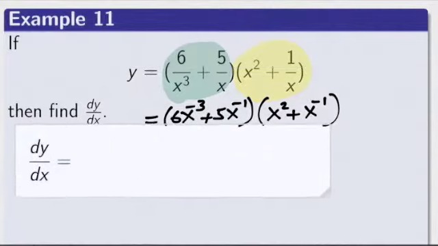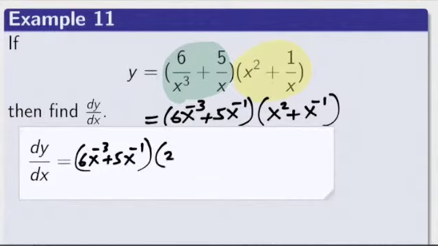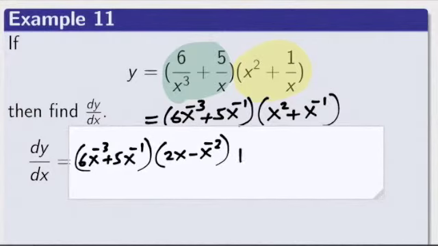Now we can apply the product rule. So it is the first function, which is 6x to the minus 3 plus 5x raised to the power minus 1, times the derivative of the second function. Derivative of x squared is 2x. Derivative of x raised to the power minus 1 is minus x raised to the power minus 2, plus the second function times the derivative of the first function.